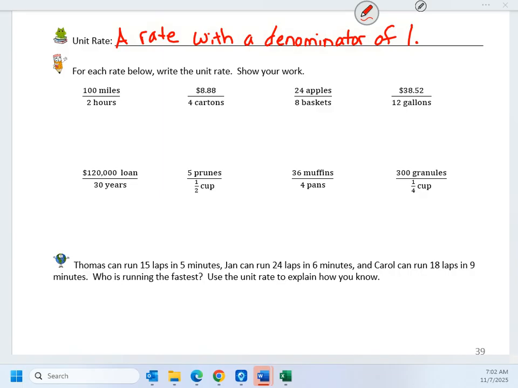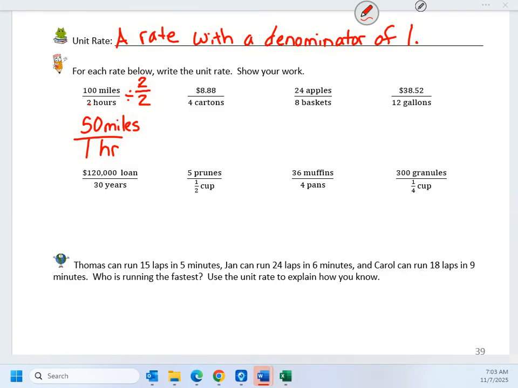So if we have 100 miles in 2 hours, I can drive 100 miles every 2 hours. Well, how far can I go in 1 hour? That unit rate, my denominator, I have to go down to 1 hour. So how do I go from 2 down to 1? I'm going to divide it by 2. 2 divided by 2 is 1. So what I do to the bottom, I do to the top. So 100 divided by 2 gives me the 50 miles. I can go 50 miles every hour.